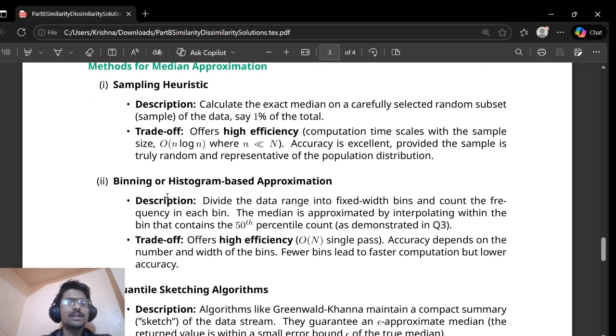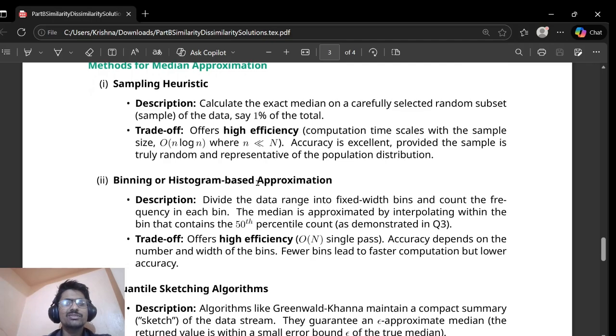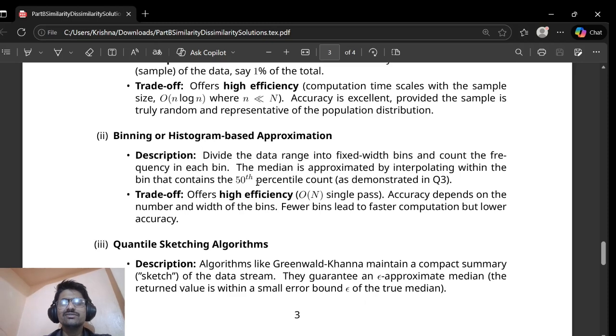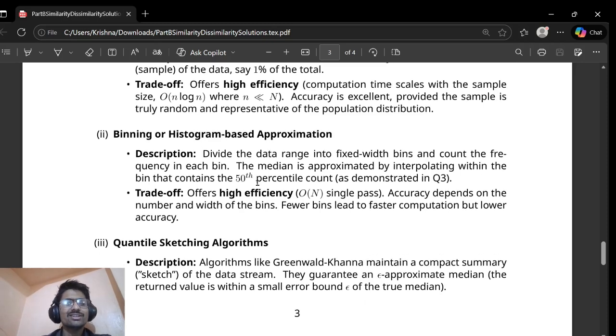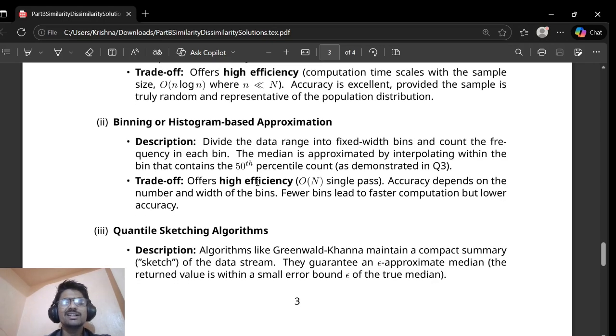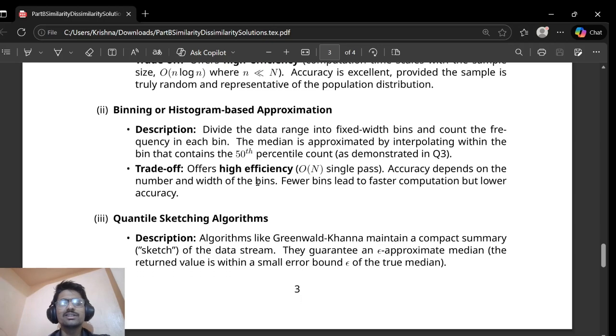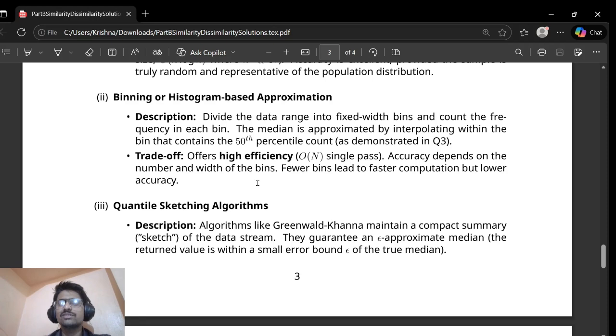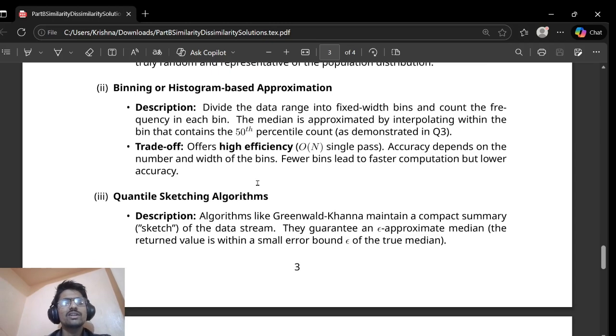Second is binning and histogram-based approximation. Description: divide the data range into fixed-width bins and count the frequency in each bin. The median is approximated by interpolating within the bin that contains the 50th percentile count. Trade-off: it offers high efficiency because it is a single pass, and accuracy depends on the number and width of the bins. Fewer bins lead to faster computation but lower accuracy.